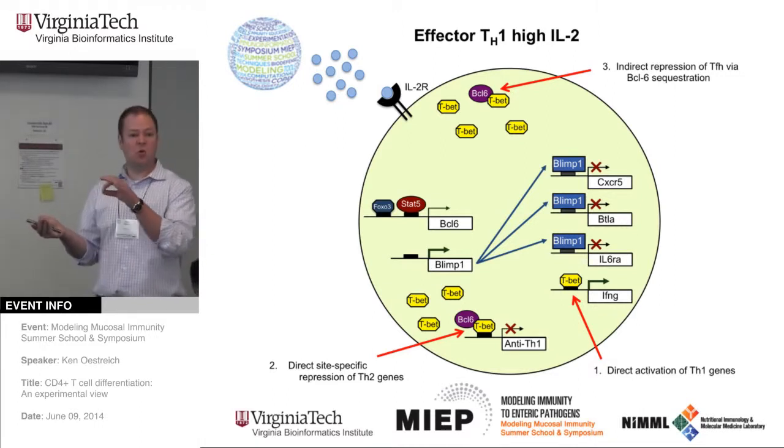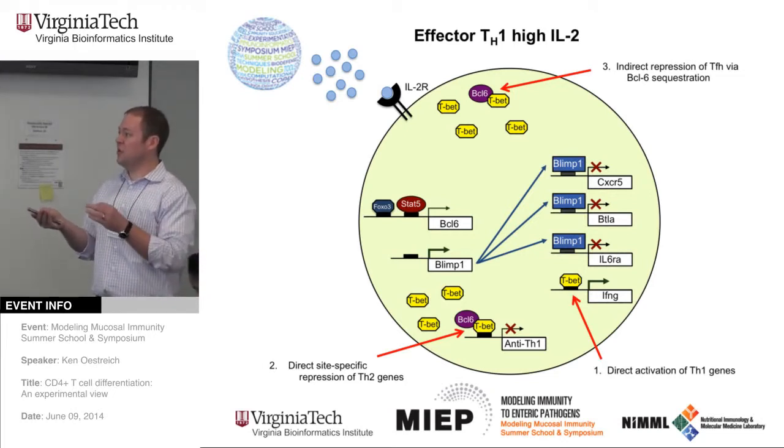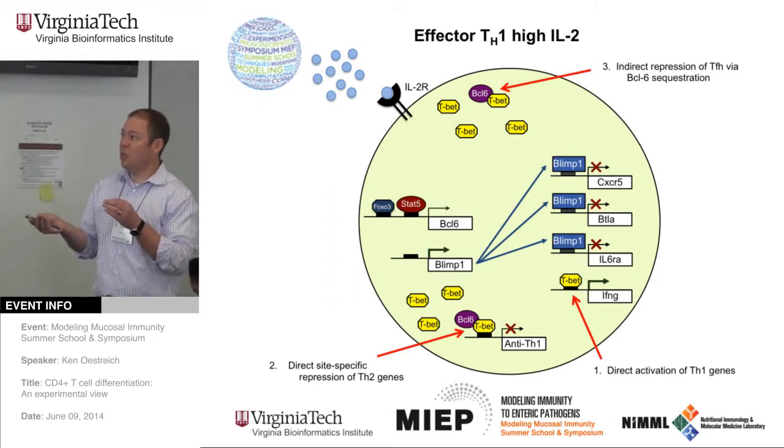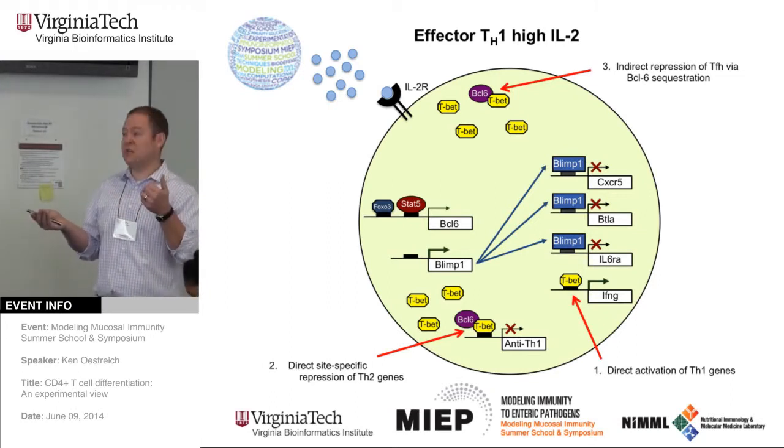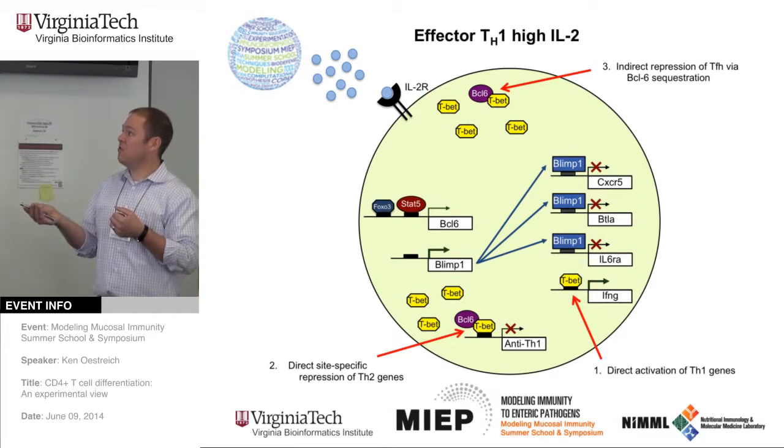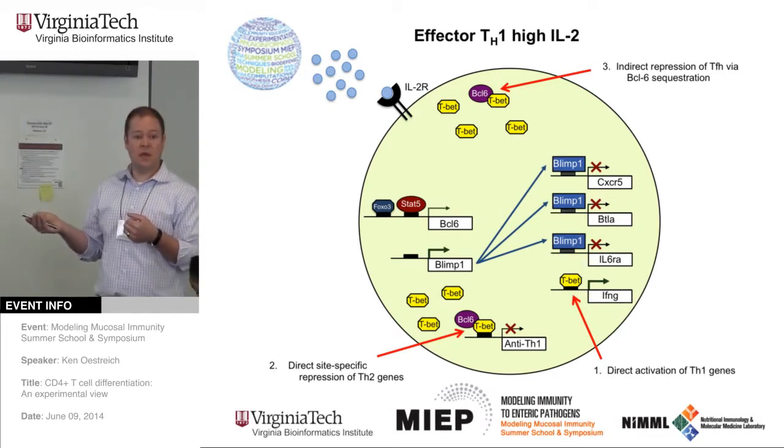And now, this is a cartoon, but we've shown all this using molecular studies looking at ChIP assays, gene expression studies, and I'll show a little bit of data here in a second. But what we're able to show is when BCL6 could not bind to BLIMP1, BLIMP1 levels remained high in a Th1 cell and actually bound and repressed TFH genes like CXCR5, BTLA, and IL-6 receptor.